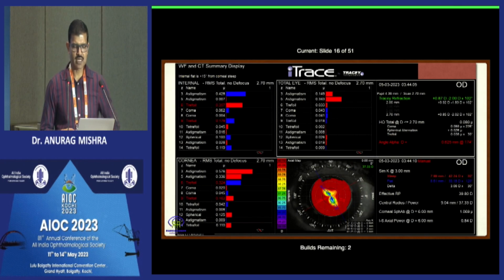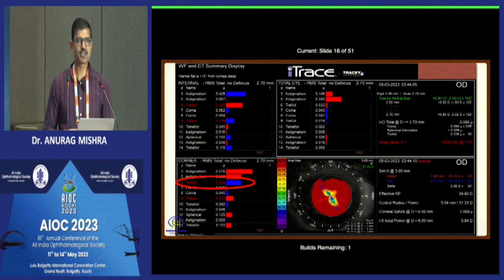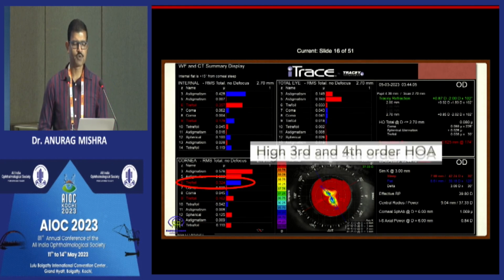The other thing the machine gives us is the second and third order aberrations. If the coma and the trefoil from the cornea are high, the image is already distorted. So you don't want to distort the image further and reduce the contrast sensitivity post-operatively by putting in a trifocal. So these patients are also unsuitable for trifocals.